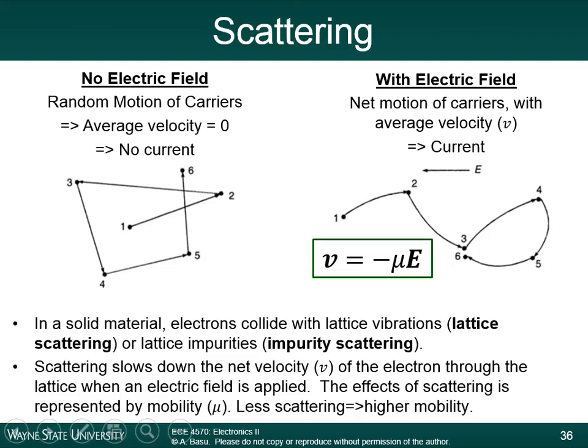In a solid material, electrons collide with two different types of things. Lattice vibrations, that's called lattice scattering, or the impurity atoms like the boron or arsenic, those ions in there, that's called impurity scattering. We'll have one slide on each of those later. Scattering slows down the net velocity of the electron through the lattice when the electric field is applied. So the less scattering you have, the higher the mobility. It's all captured by this constant mu.